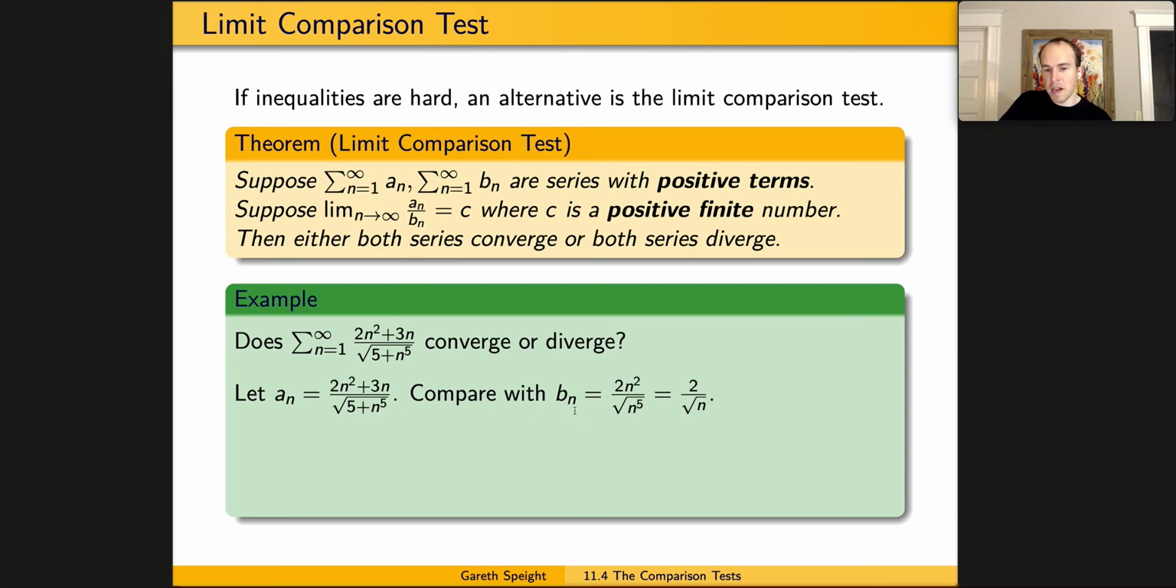Let's choose b_n to be the largest term on the top, 2n squared, divided by the largest term on the bottom, which is the square root of n to the 5. If we simplify, we have 2n squared divided by n to the power of 5 over 2. It's going to become 2 over square root n.